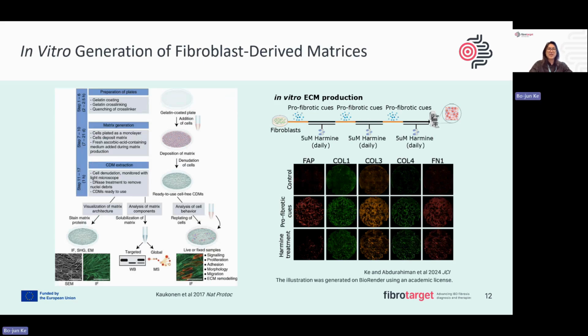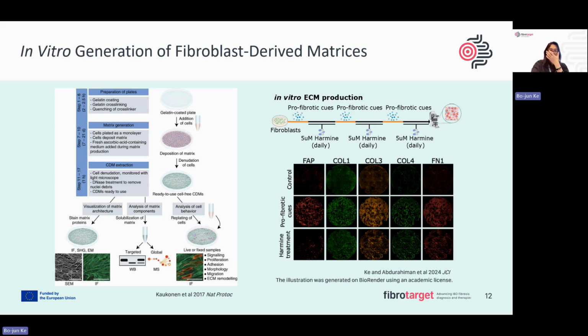Next, to further understand with a more functional assay, we can also use in vitro generation of fibroblast-derived matrix. In this assay, we mimic chronic inflammation. So we stimulate the cells multiple times to induce a chronic inflammation. Based on this, we can also apply the fibroblasts in different stages. And then we also supply vitamin C to boost the extracellular matrix deposition in the in vitro setting.